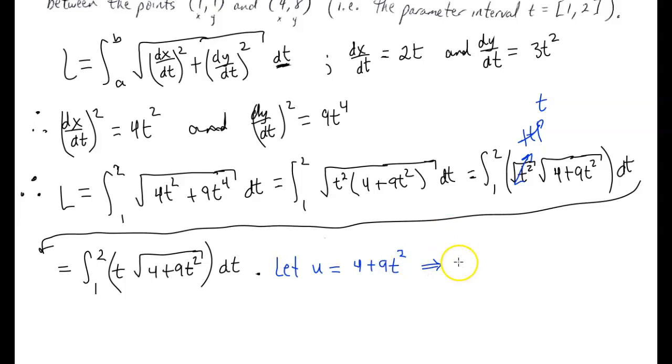And of course that means that du over dt, that's going to be 18t, which in turn means that 1/18 du will be equal to t times dt. And so that's our way of being able to replace the t and the dt here in terms of u.